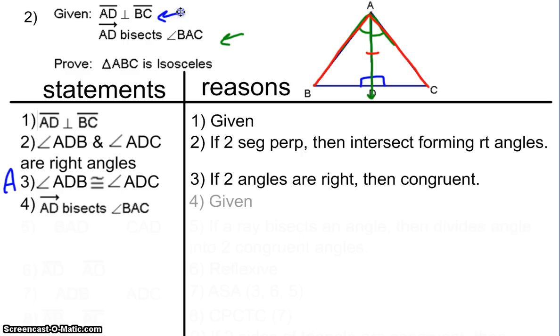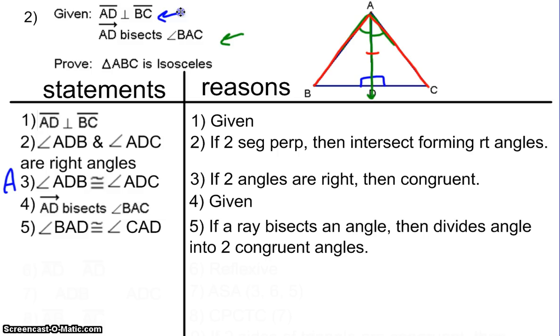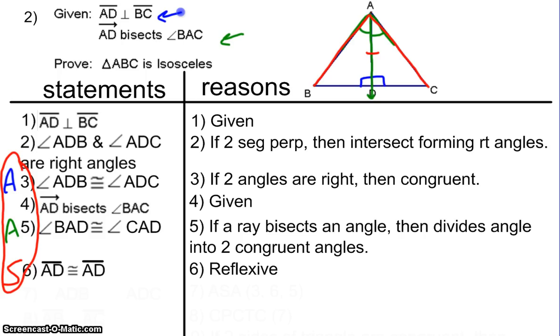We take our next given information. We said that if a ray bisects an angle, then it divides it into two congruent angles, and that gave us another angle. We are missing our next piece of information, which was the reflexive side. Now, we are not using angle, angle, side to prove the triangles are congruent, because if you look at our diagram, we have angle, side, angle. So we just have to make sure when we list the triangles congruent, we base it off of the information that we're using in our diagram.